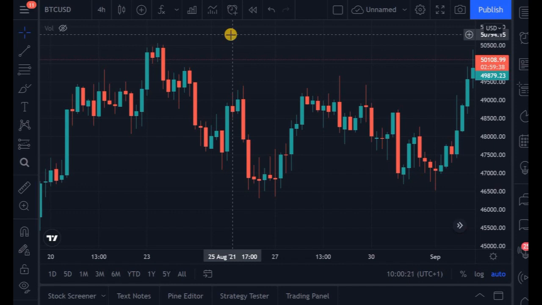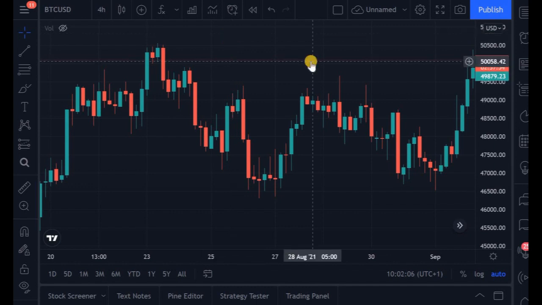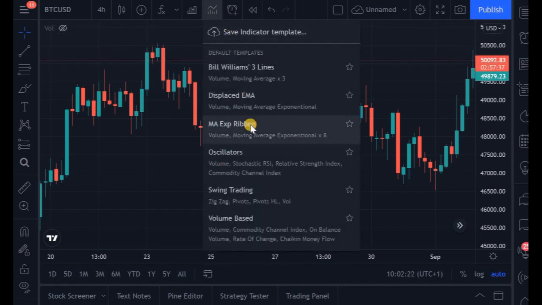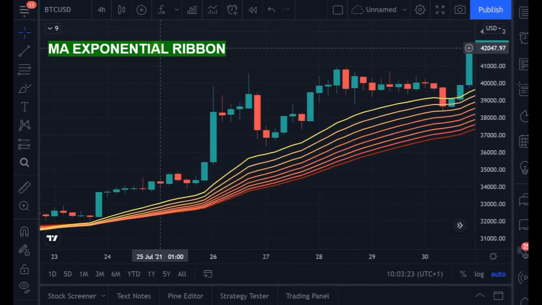The first thing, which is trend, you need to know the trend of an asset before trading that asset. For us to do this, we would have to use an indicator. The indicator that I use to know exactly when an asset is in an uptrend or a downtrend is the MA exponential ribbon. And you can go over to the indicator templates right here and you can click on this, and I'm going to show you exactly how this works.